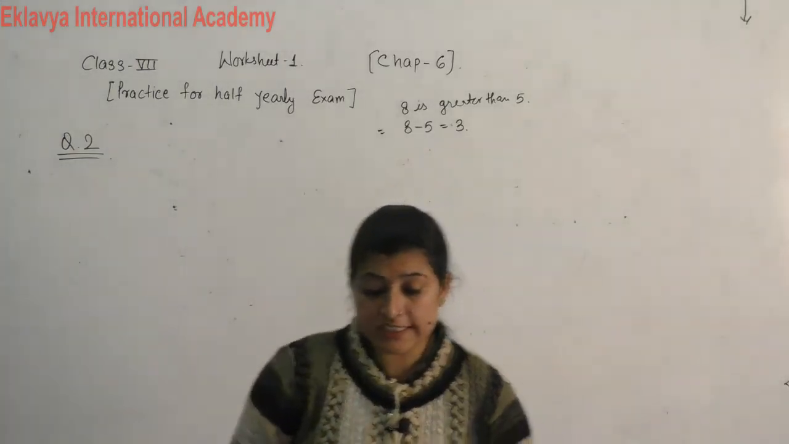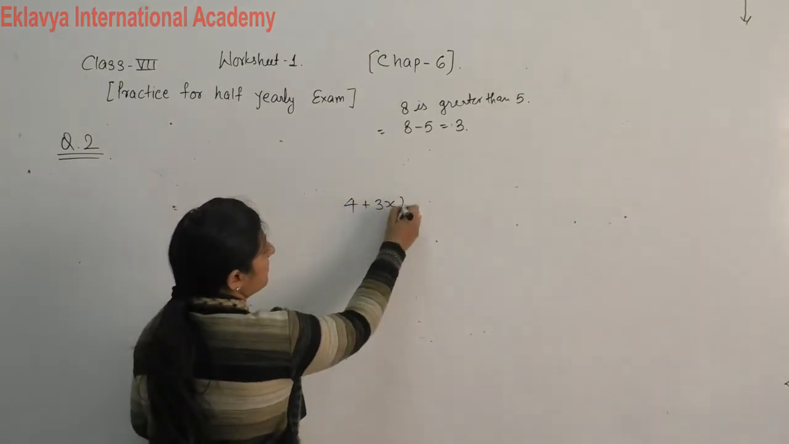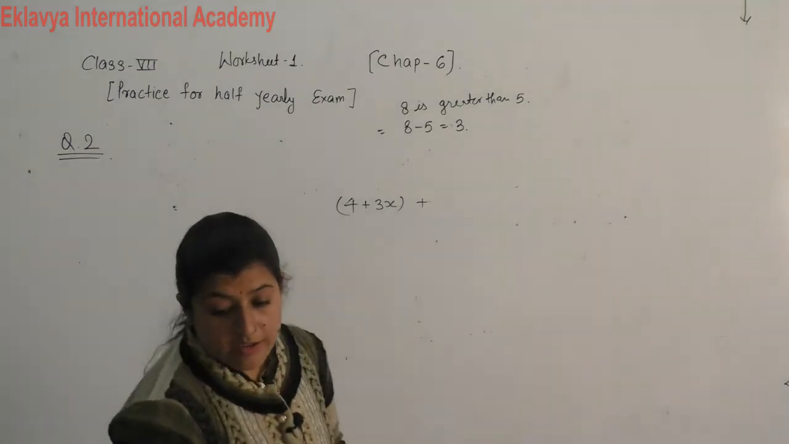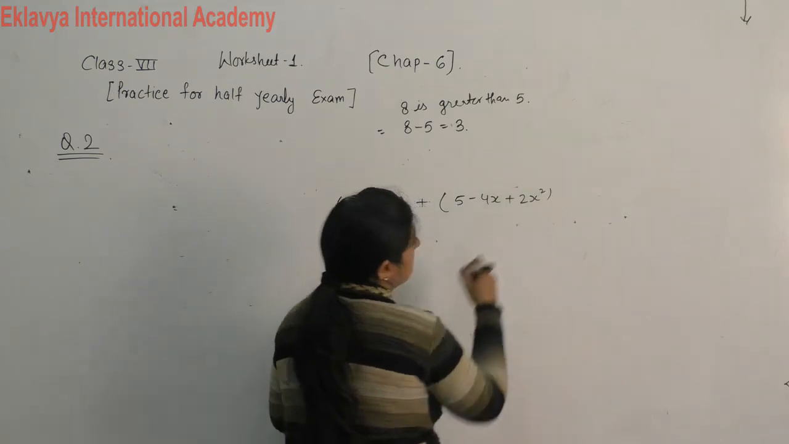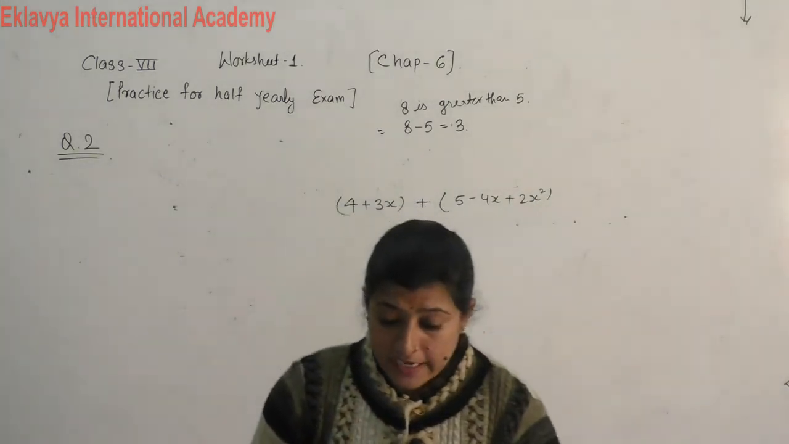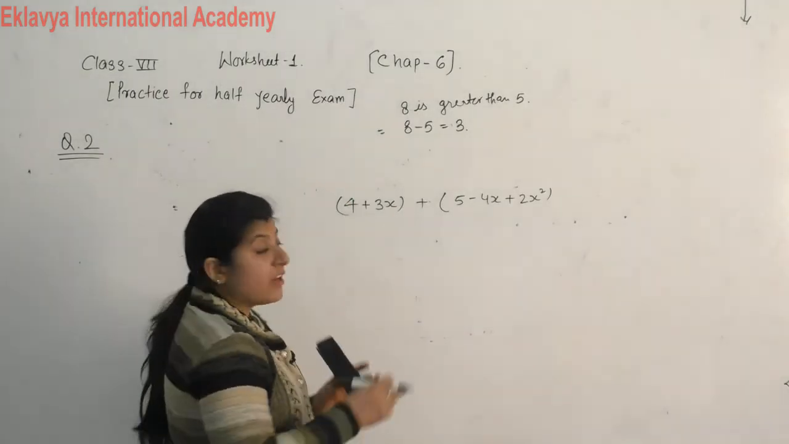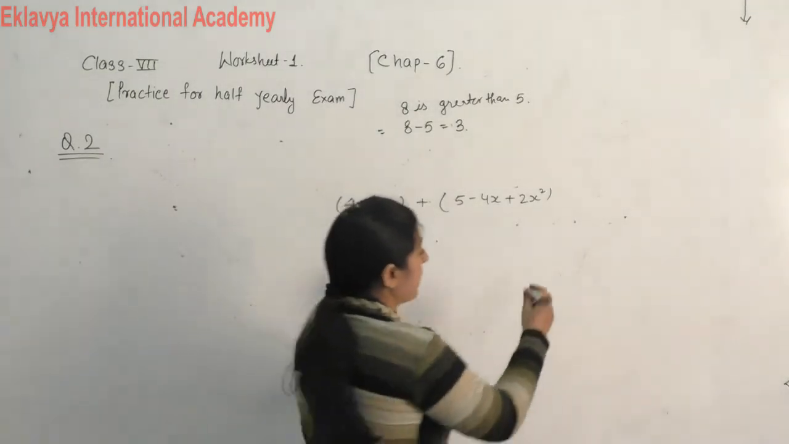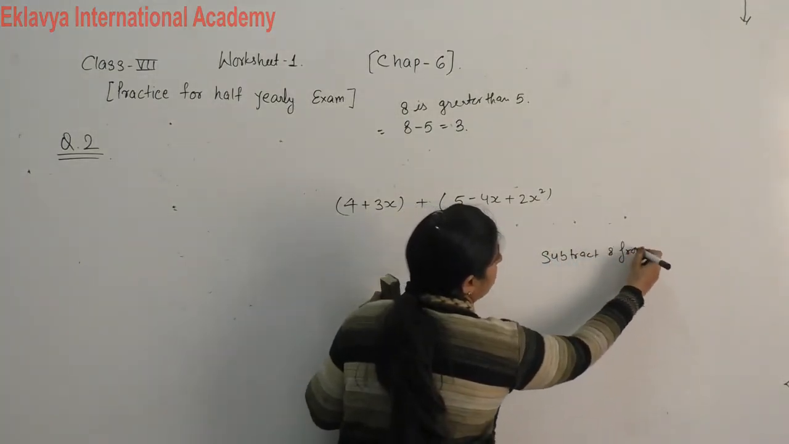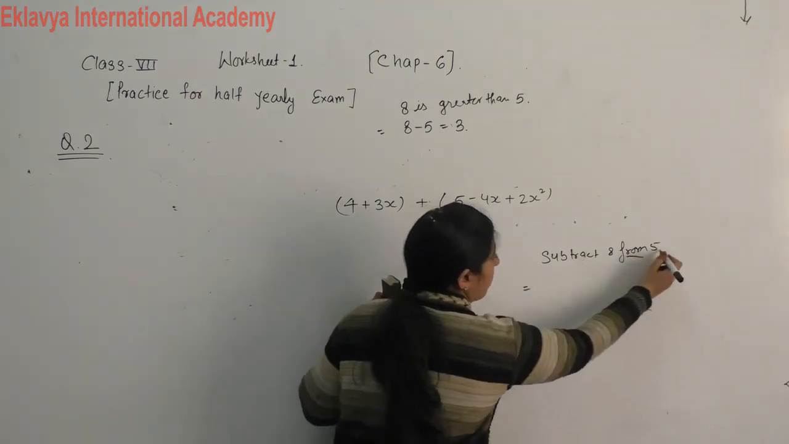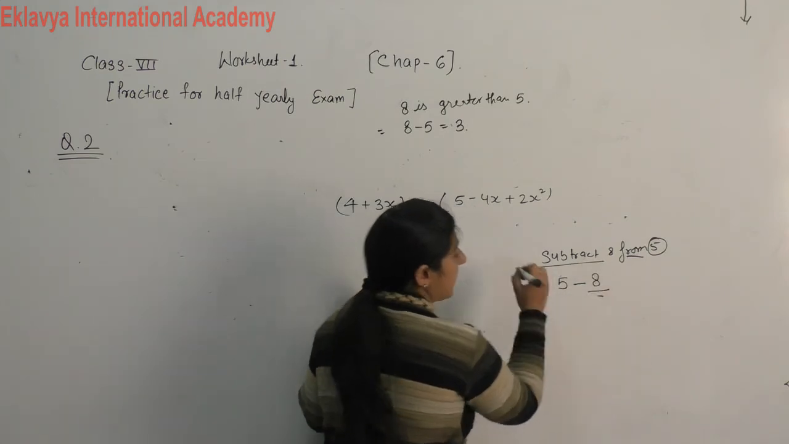From the sum of this and this, so firstly we find out the sum of 4 plus 3x and 5 minus 4x plus 2x square. Subtract the sum of this and this. It means firstly we find out this sum. If I write down subtract 8 from 5, then from this one digit, firstly I write down this one, subtraction means minus, then I write down this.